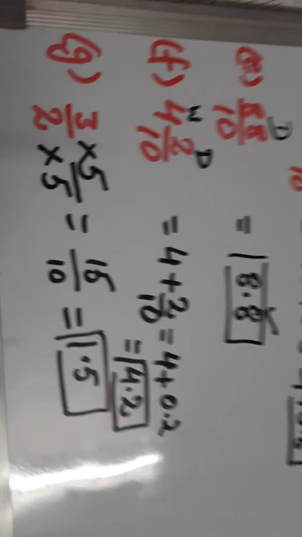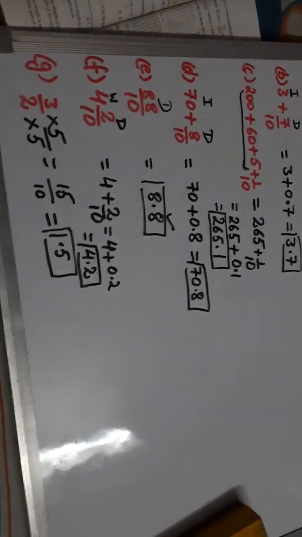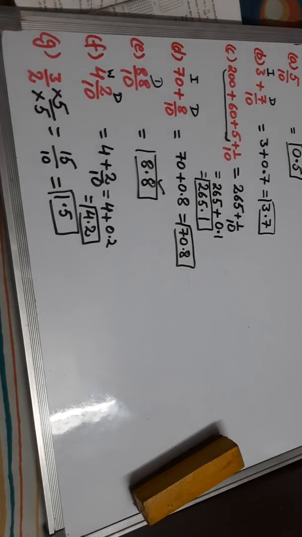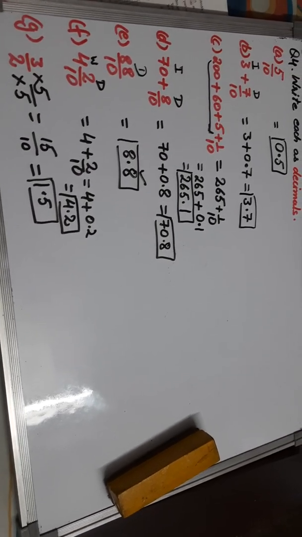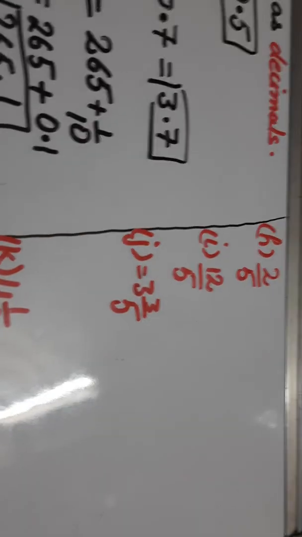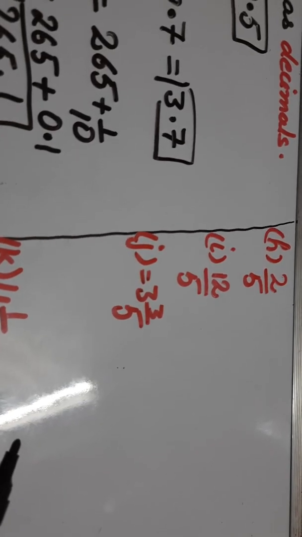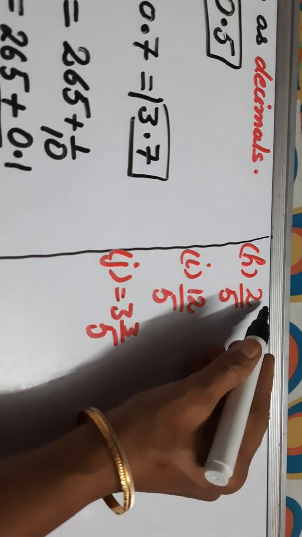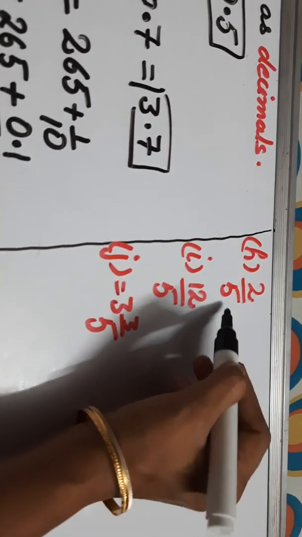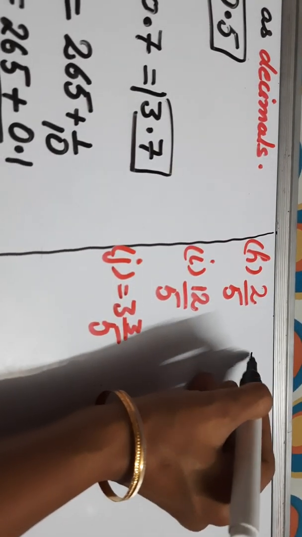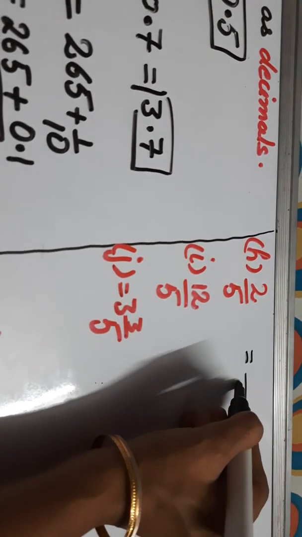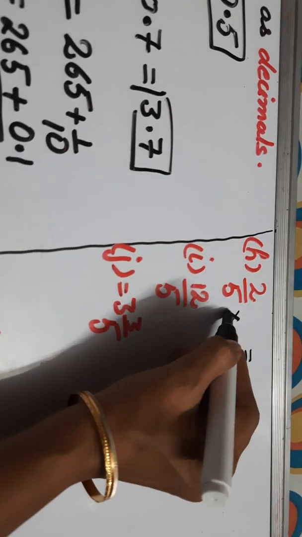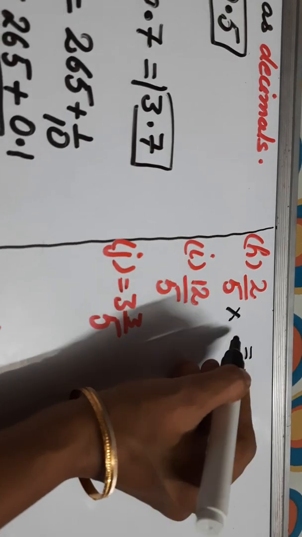Similar are the further questions. So I hope you will be able to understand all the questions. So dear students, let's move on to H part. Again, as you can see, this is the decimal part, but we do not have 10 in the denominator. We have to convert this 5 as 10. So by which number this 5 must be multiplied to get 10?